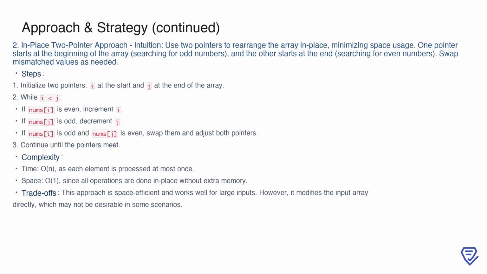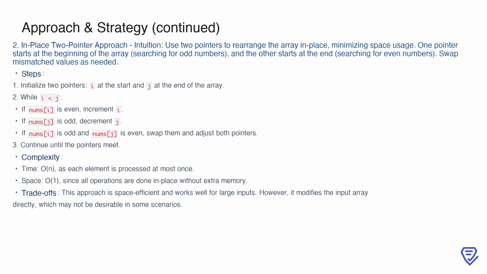An alternative and more space-efficient method is the in-place two-pointer approach. Here, we use two pointers, one starting at the beginning of the array and the other at the end. The idea is to increment the first pointer when it points to an even number and decrement the second pointer when it points to an odd number.